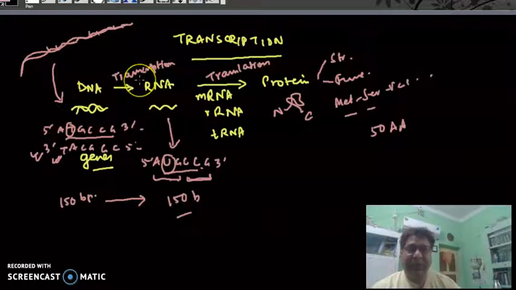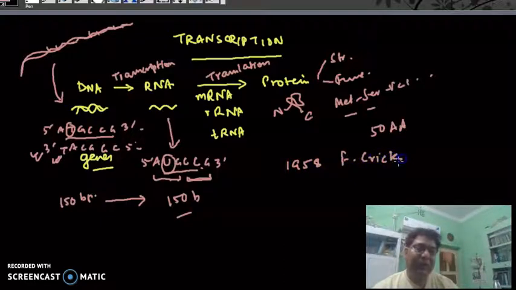So this is how the central dogma and the transcription process is about. This is called central dogma: the concept of this flow of information from DNA to RNA to protein. This concept of central dogma was given in 1958 by Francis Crick.